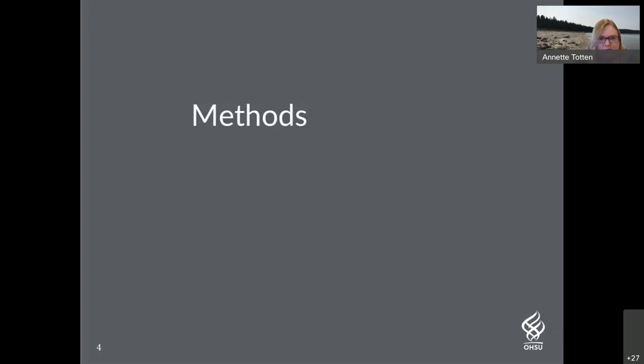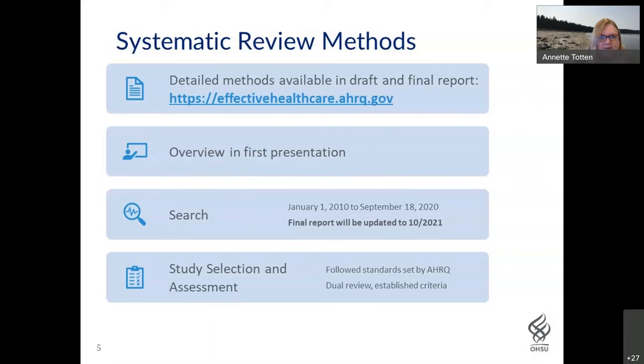So I'm going to briefly just remind people of the methods. If you'd go to the next slide, the full systematic review methods, there was an overview in the first presentation. If you are interested, you can go back to that. And there's an exhaustive amount of detail in the draft report, and it will also be in the final report. Just quickly, this is a presentation based on the draft report, which will be updated through the literature through October 2021, which is when this workshop is happening. So we update the literature through the workshop, and when selecting the studies that we pulled these methodological issues out of, we followed standards set by AHRQ, which include dual review of abstracts and full text.